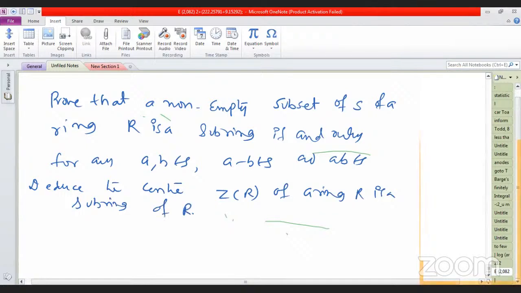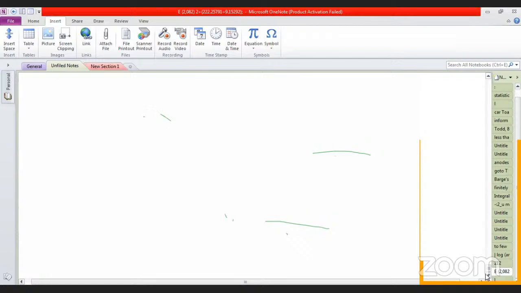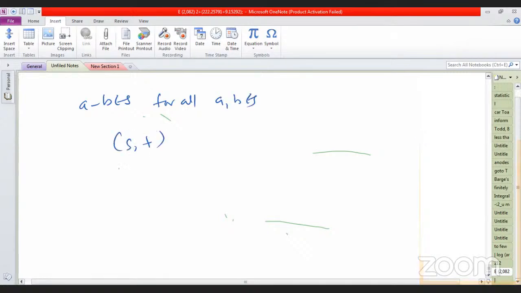See here, non-empty subset means any element is there. Am I correct? Yes, sir. So the subring condition is only that a, b belongs to S implies a minus b belongs to S. If a minus b belongs to S for all a, b, then S is an additive subgroup, so we can write R comma plus. Also, a comma b belongs to S, as I told in the earlier definitions.